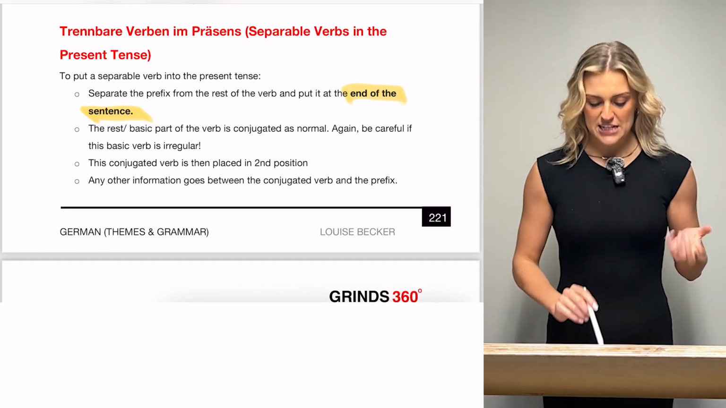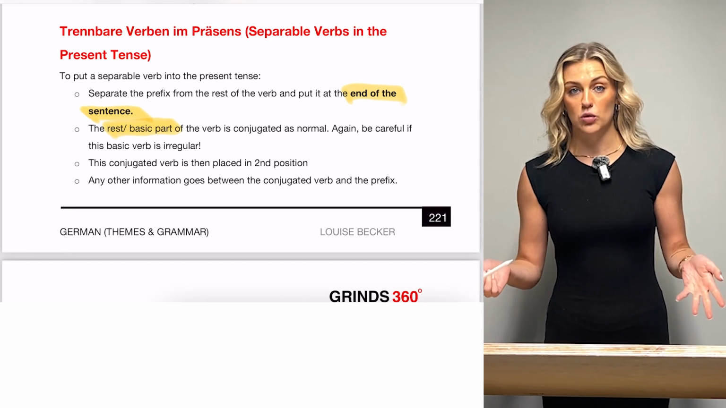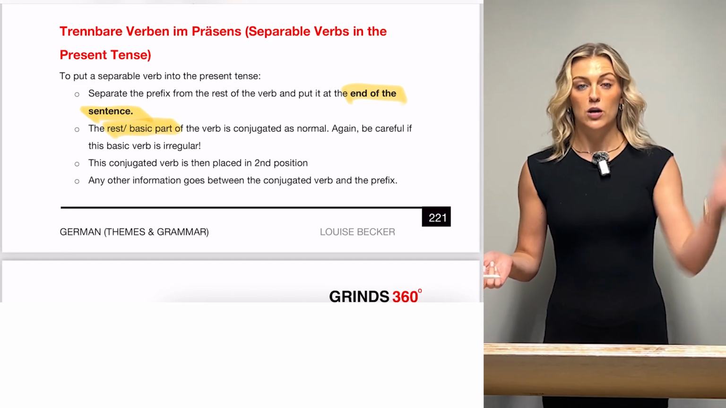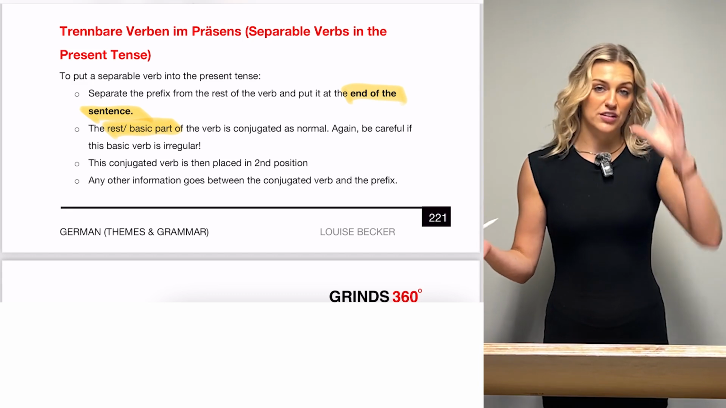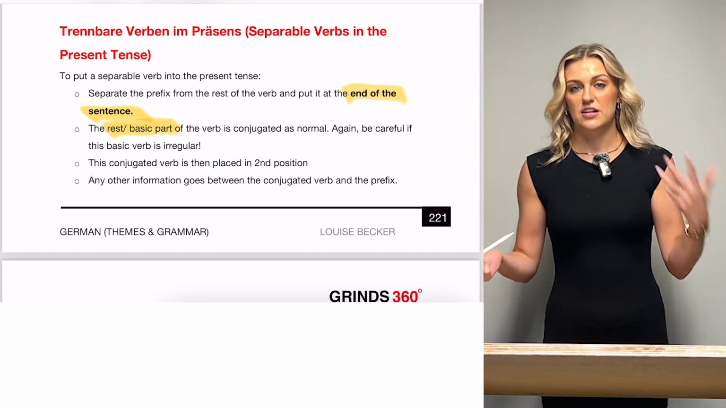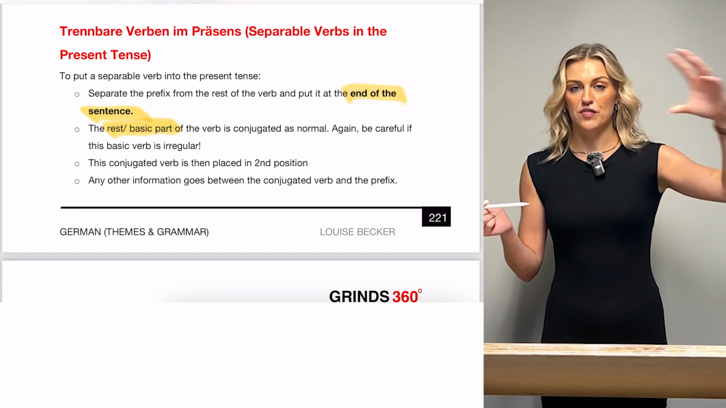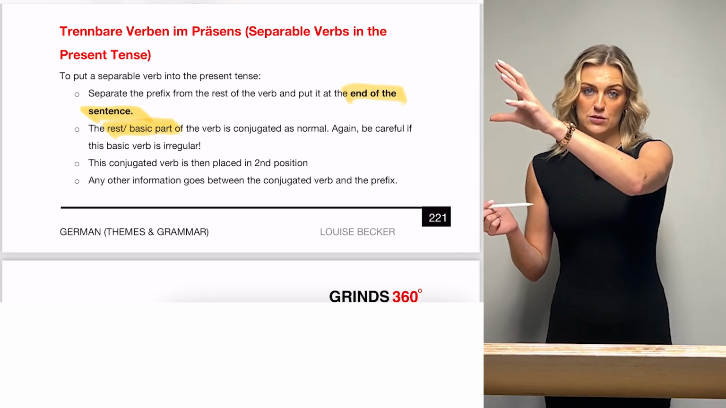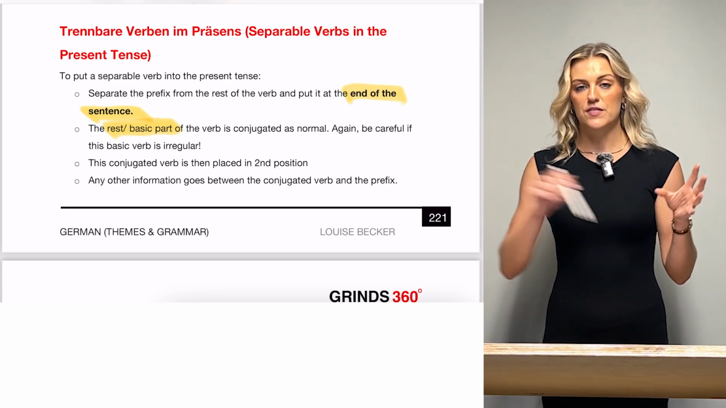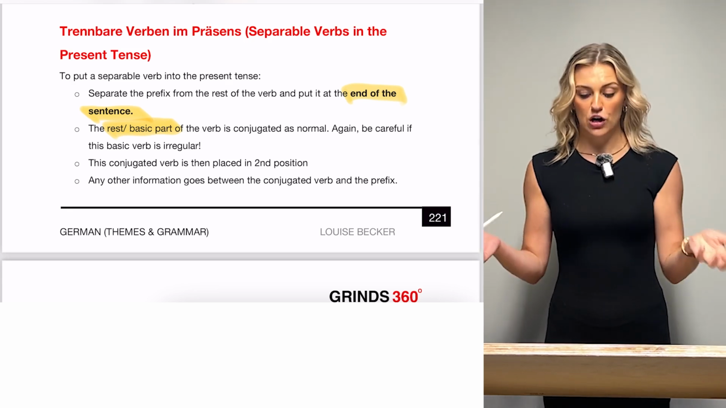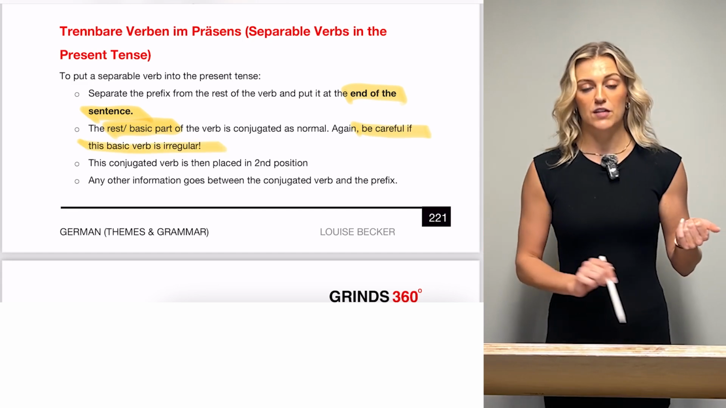So, once we've taken off the prefix, the basic or the rest of the verb is just conjugated as normal. So do you remember with the inseparable verbs, we left our prefix on, conjugated the main verb as normal. Same thing, and put it in second place. Same thing now with our separable verbs. The only difference here is our prefix has been taken off, it's been separated, and it's been put to the end. Okay, that's the only difference there. Separable verbs, we take off our prefix, put it to the end, rest of the verb then is conjugated as normal. But again, you need to be careful if that basic verb is irregular.